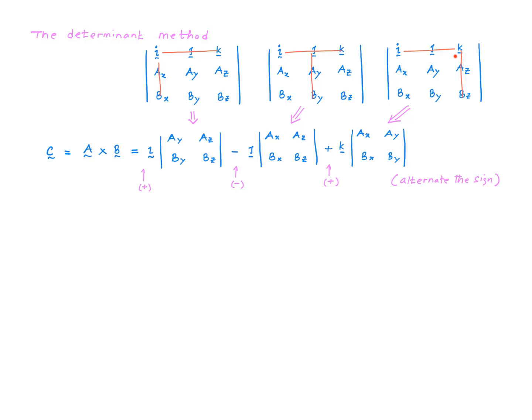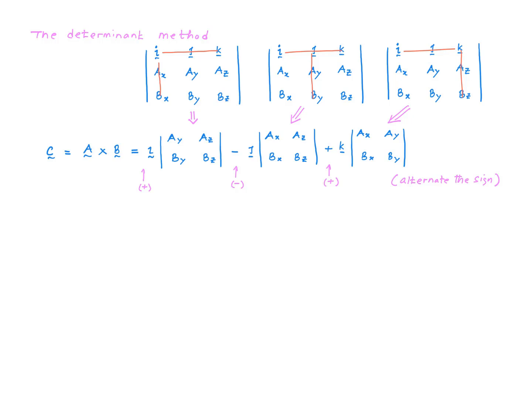Now take the third element on the first row, k, and put that over here, right? And then do the same thing: draw a horizontal line through k, vertical line through k, take the leftover elements and put them in this 2 by 2 determinant. So that's the first aspect of that.